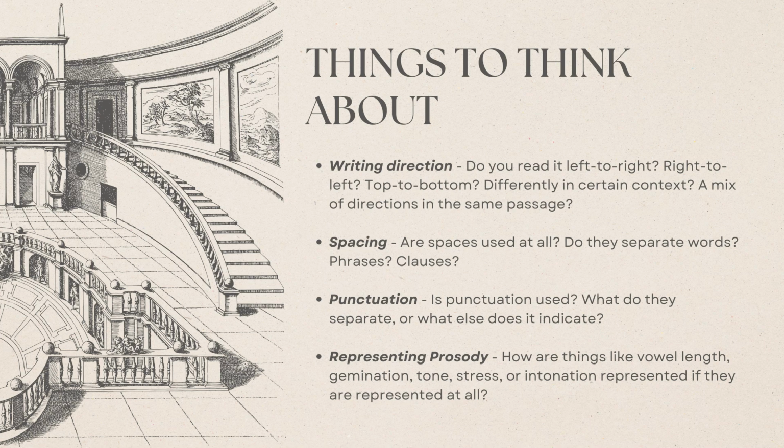Some things you want to consider when you are making an orthography is, first, what is the writing direction? Is it read left to right, like the Latin alphabet? Is it read right to left, like the Arabic script? Do you read it top to bottom, like in old Chinese texts? Or maybe you could try a bottom to top writing system. It's very rare. Or are there multiple writing directions in different contexts? Or do you use a mix of writing directions in the same passage?